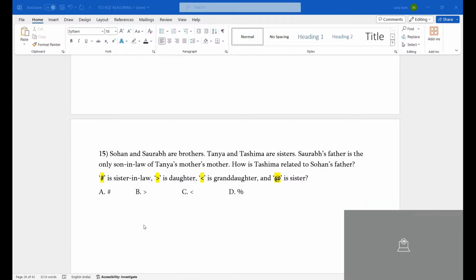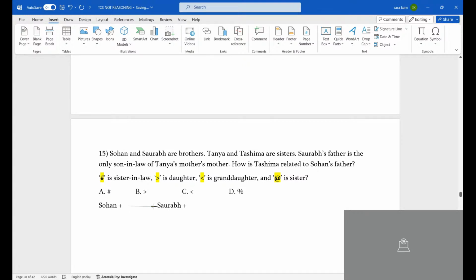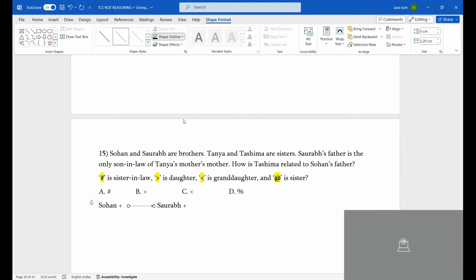Right. So Sohan and Saurabh are brothers. Tanya and Tashima are sisters, and they also talk. So let's first do Sohan and Saurabh. First, let's say Sohan and Saurabh are brothers. So Sohan is like this, Saurabh is like this. These are brothers. And Tanya and Tashima are sisters. So I have to make sure that I mention them also.